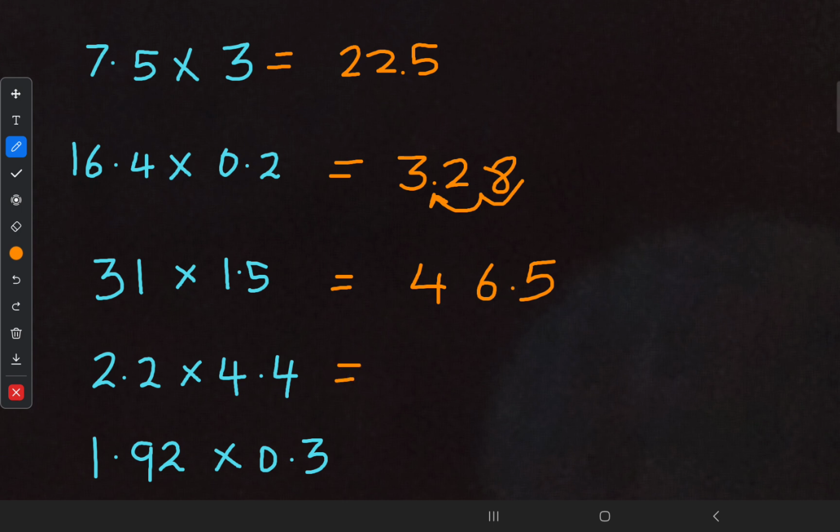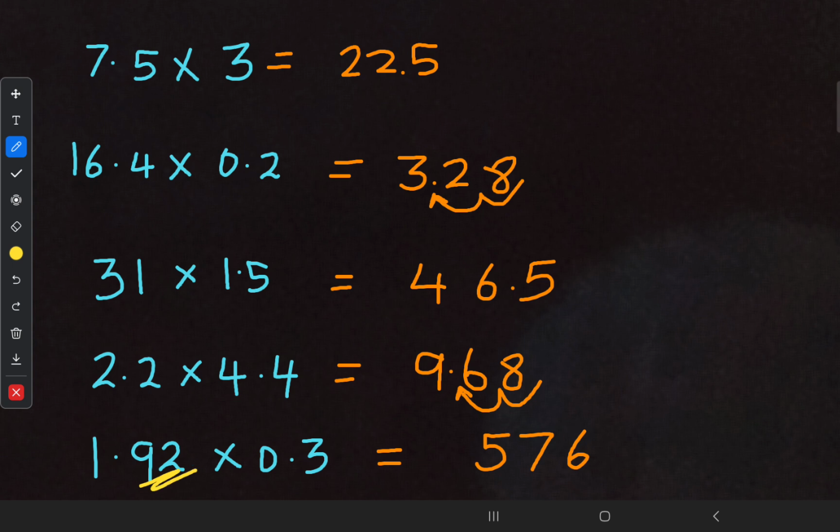Then 22 times 44, that will give you 968. Here one digit after the decimal point, here another digit after the decimal point. So totally two digits should be placed after the decimal point. Then the final one, 192 into 3, 576.